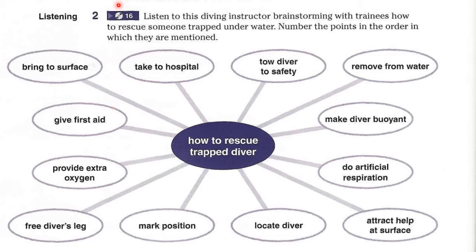Amazing. So I hope you put the numbers. Now, number 1, free diver's leg. Number 2, bring to surface. Number 3, remove from water. 4, locate diver. 5, mark position. Number 6, provide extra oxygen. 7, do artificial respiration. Number 8, make diver buoyant. 9, tow him to safety. 10, attract help at surface. 11, take to hospital. And finally, give first aid.